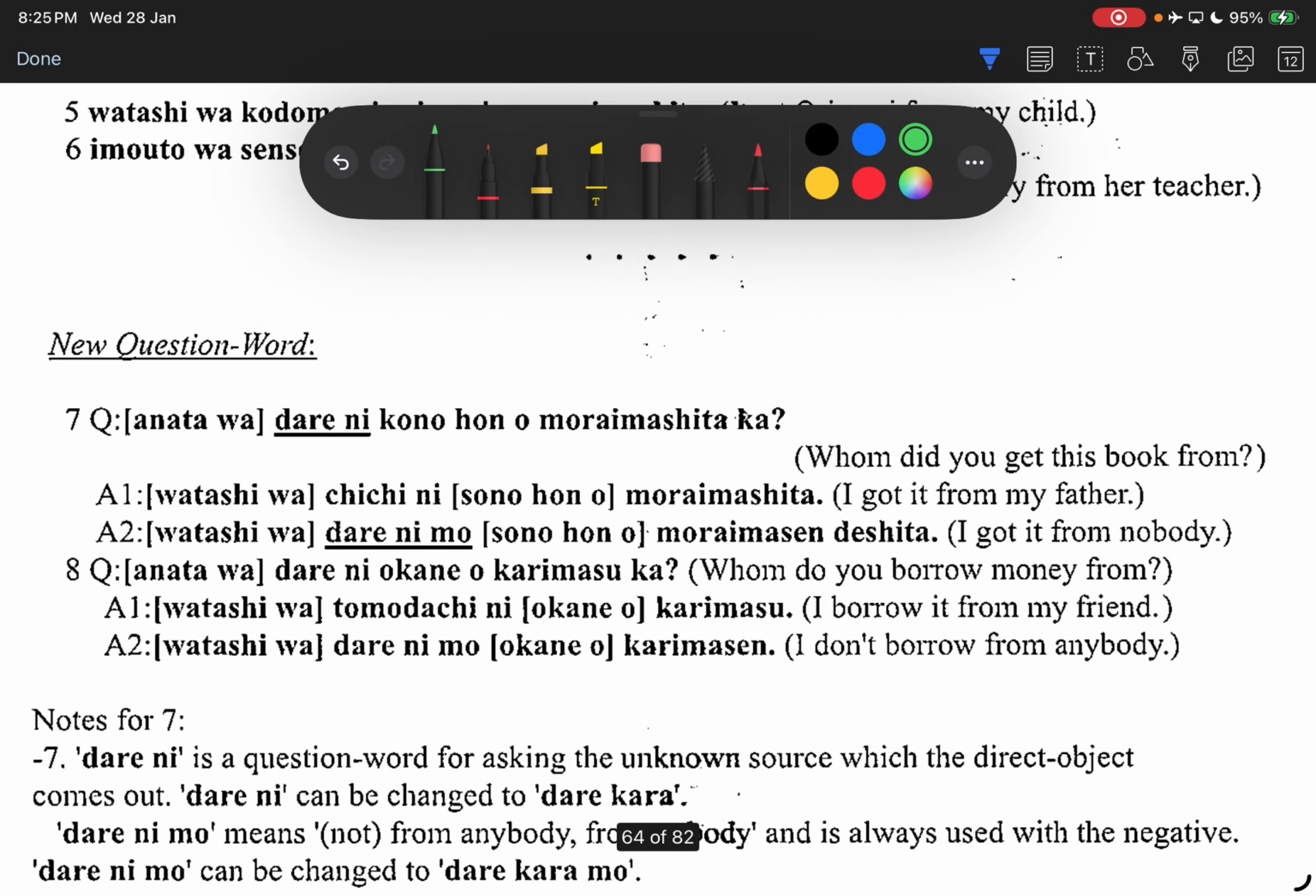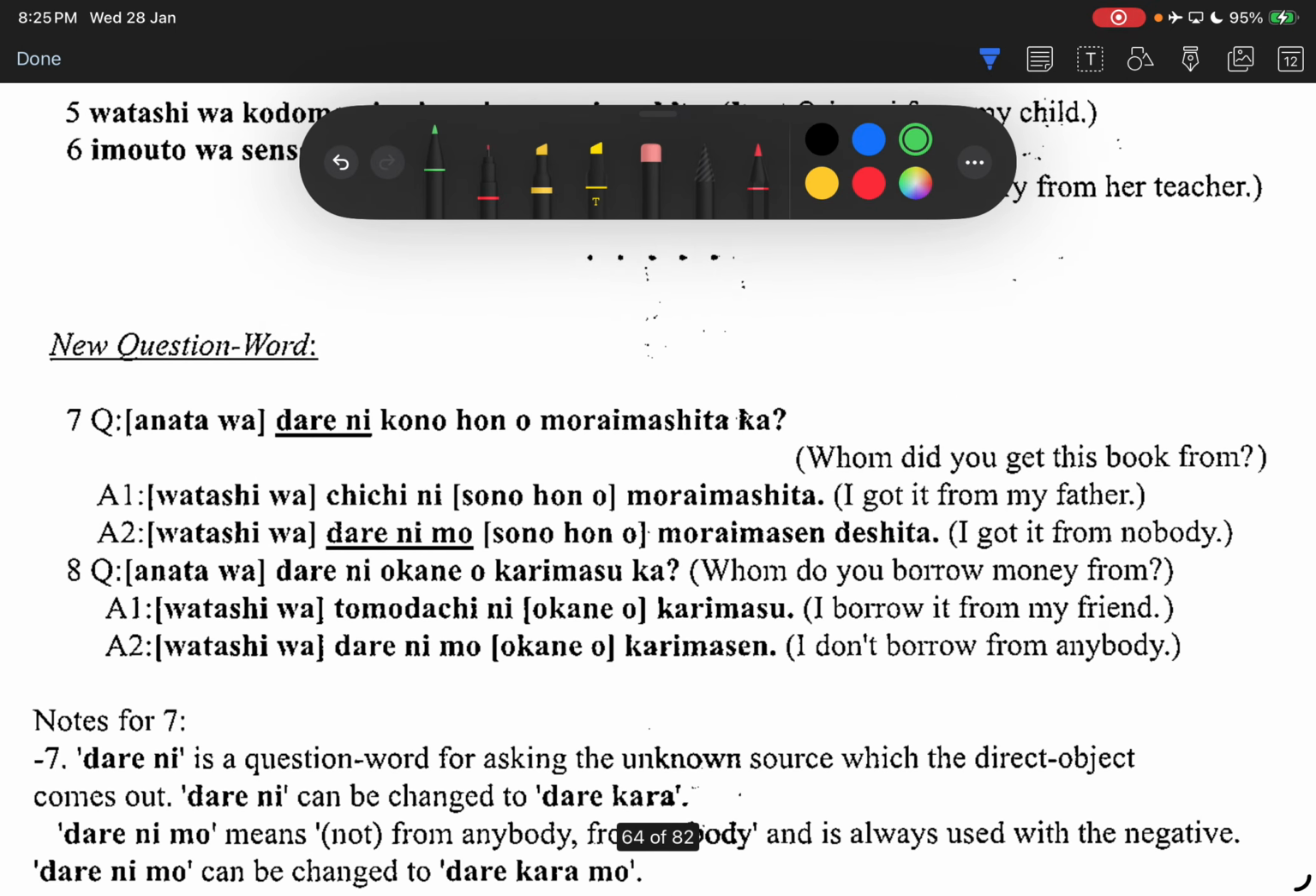Okay, so of course the question word is going to be from who, right? So 誰にこの本をもらいましたか? So from whom. Of course we can also substitute from who to become from where, right? So どこからこの本をもらいましたか? So from where did you receive this book? So we can also ask どこ or we can also use 誰に.